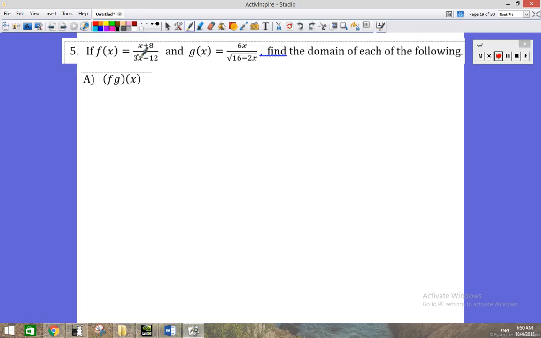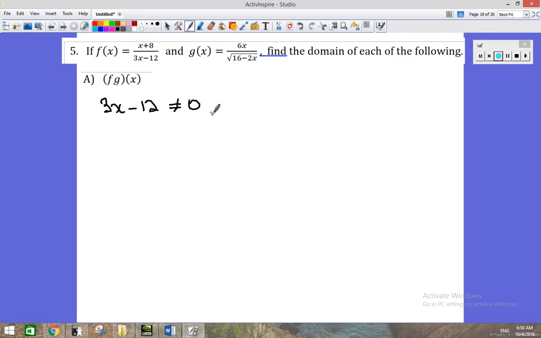So let's find the domain of f. Well, remember, the domain is the set of all real numbers, excluding any values that cause division by 0, and excluding any values that cause us to take the square root or the even root of a negative number. I do not have any radicals, I don't have any square roots, but I do have a variable in my denominator. So this 3x minus 12, we want to prevent it from equaling 0.